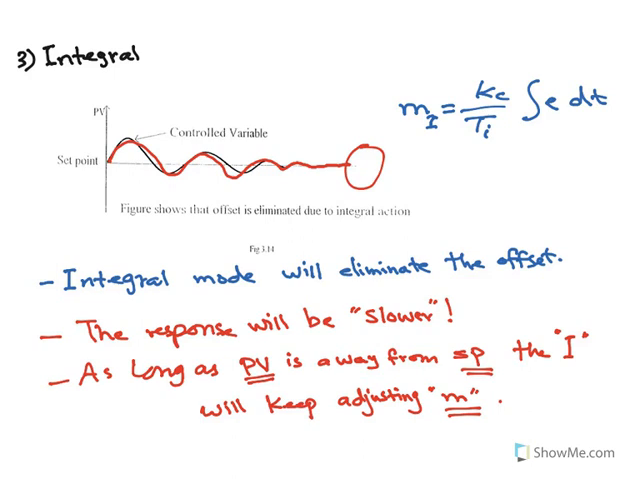On the other side, the response of the controller will be slower in order to deal with the integration of the error. As long as the process variable is away from the set point, the integral will keep adjusting M. In case the set point equals the process variable, the error equals 0, so the controller output of the integral part will be equal to 0.